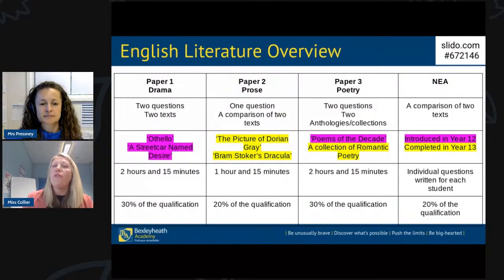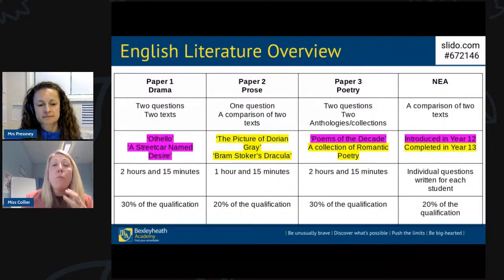Now, you will all be really aware of poetry because of the amount you study in year 11 at the moment. And we cannot escape poetry, I'm afraid, whether you like it or hate it. But the great thing about English literature poems is that they study more modern as well as older poems. So in year 12, we study a collection of poems called the Poems of the Decade.